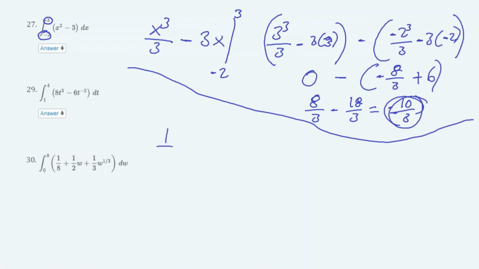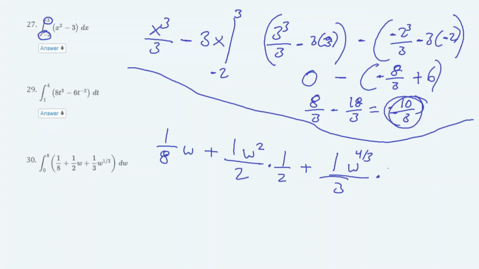So we're going to have 1 over 8 w if we integrate that. And then we'll have w squared, 1 half times 1 half, which is divided by 2. And then we'll have plus w to the 4/3 power divided by 3 over 4, which is multiplied by 4 over 3. So we'd multiply that by 4 over 3, and now let's put it all together.